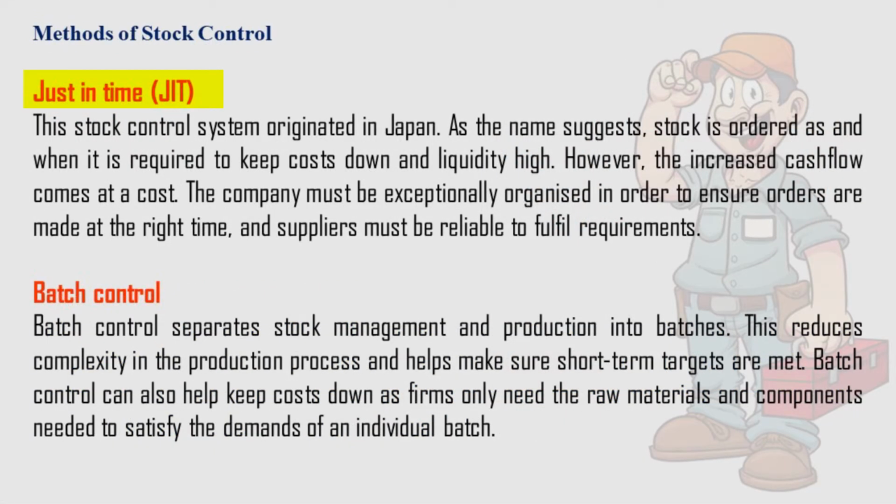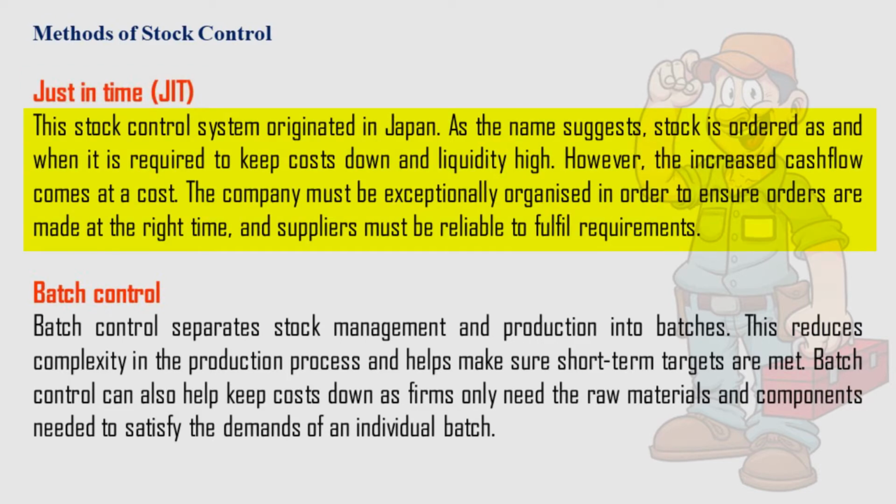Just in time, or JIT. This stock control system originated in Japan. As the name suggests, stock is ordered as and when it is required to keep costs down and liquidity high. However, the increased cash flow comes at a cost. The company must be exceptionally organized in order to ensure orders are made at the right time, and suppliers must be reliable to fulfill requirements.